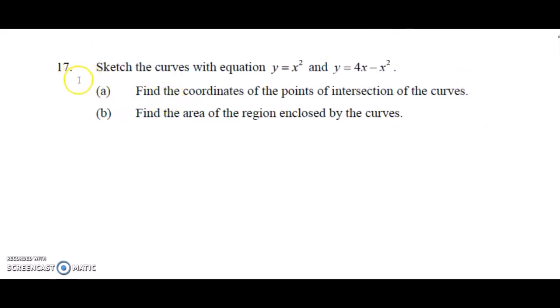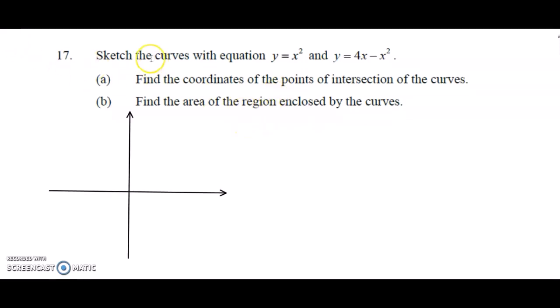Proceed to question 17. Sketch the curve with the equation y equals x squared, a quadratic graph, and y equals 4x minus x squared, also a quadratic curve. Find the coordinates of the points of intersection of the curves. Find the area of the region enclosed by the curves. First, we need to sketch the curves. Then we get the intersection points. After that, we'll get the area of the region.